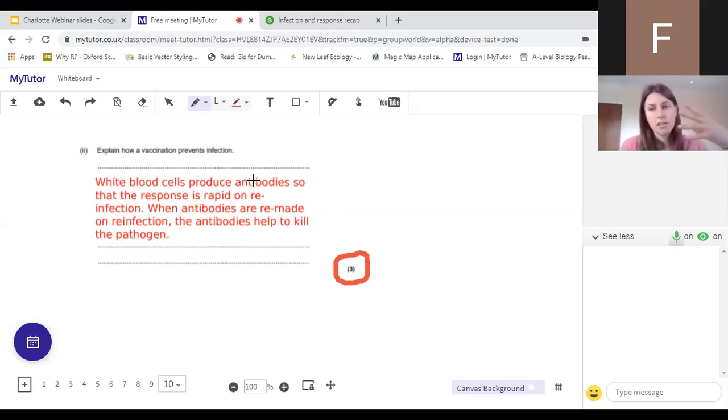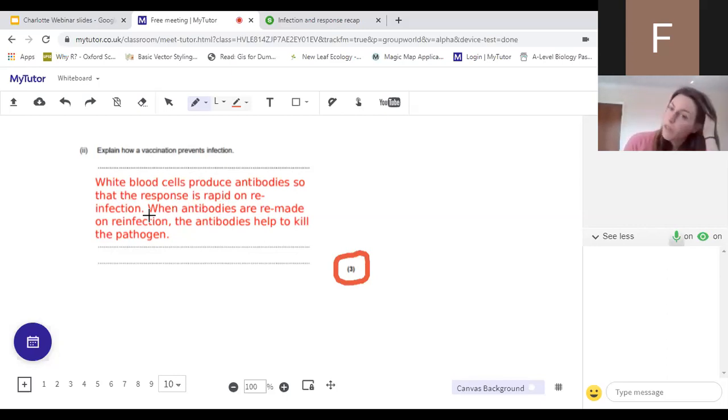So when that weakened pathogen enters the body via the needle, the first thing that happens is that white blood cells produce antibodies. They do that in response to the antigens on that weakened form of the pathogen. So our white blood cells produce antibodies that are complementary in shape to those antigens. And so that makes them specific to that particular pathogen. This means that the response is rapid on reinfection.